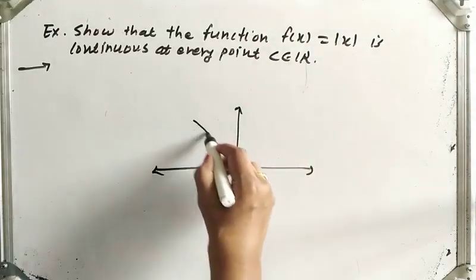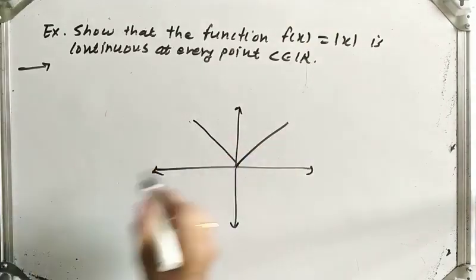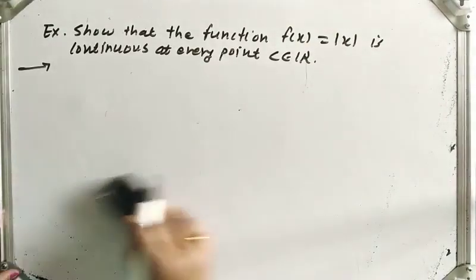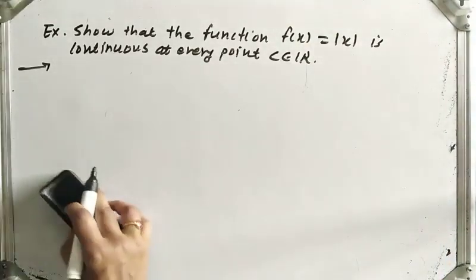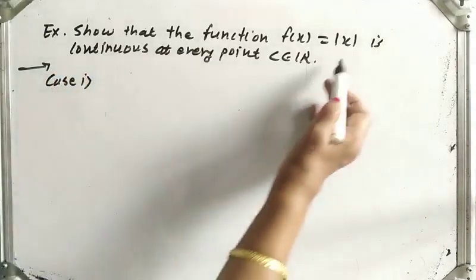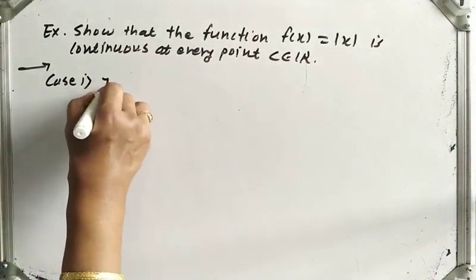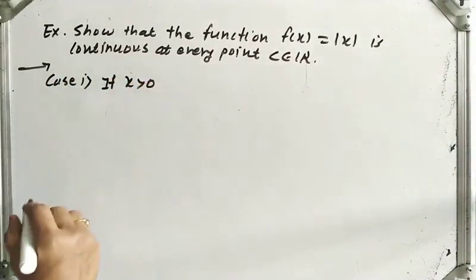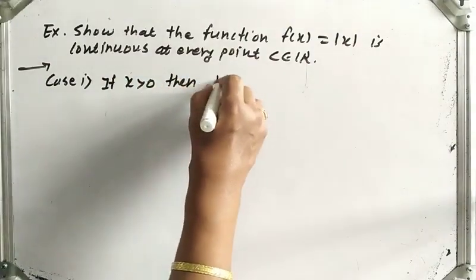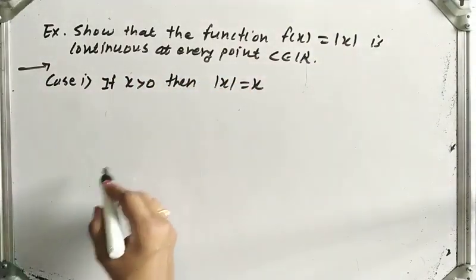This is a graph of f of x is equal to mod x. You can see it is a continuous graph. There is no break. But now let us prove it theoretically using definitions. Now there are three cases. Either this x is greater than 0, less than 0 or equal to 0. Now if x is greater than 0, then what happens? Then by definition mod x will be x. F of x is equal to mod x, that will be x.